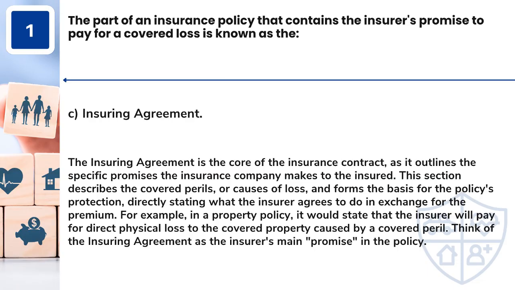For example, in a property policy, it would state that the insurer will pay for direct physical loss to the covered property caused by a covered peril. Think of the insuring agreement as the insurer's main promise in the policy.